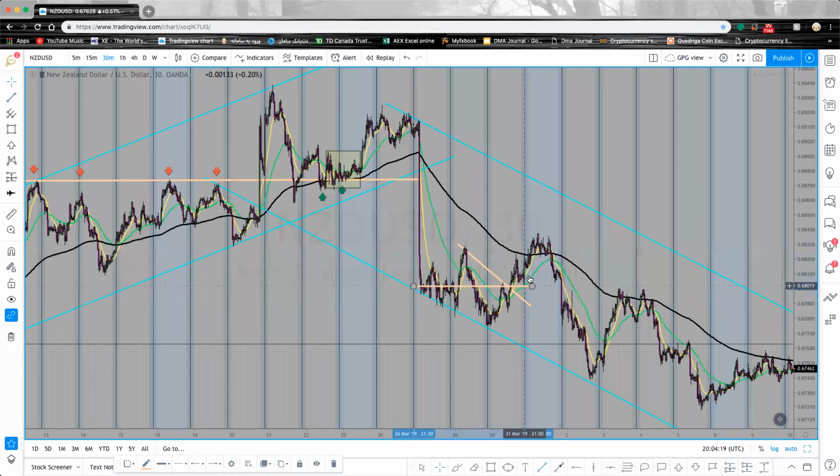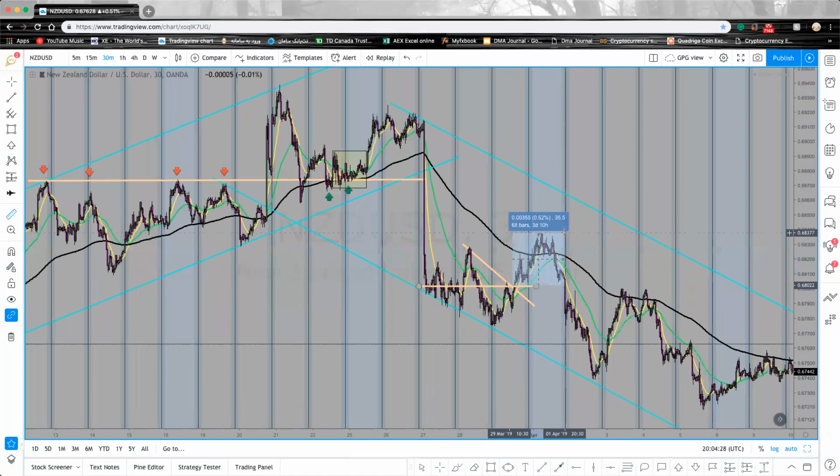Where is their stop loss? 35 to 50 pip. Well, 35. And it came right to the 200. This is where you want to see 200.